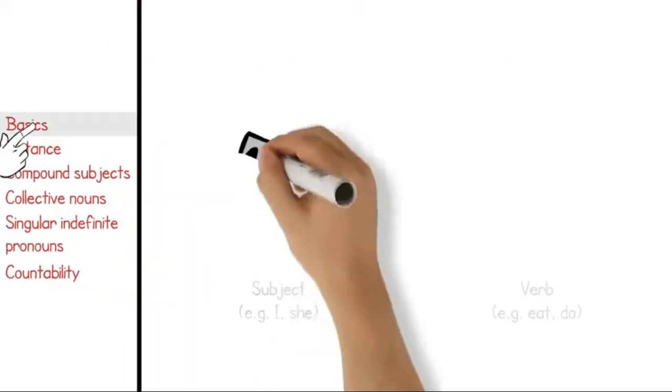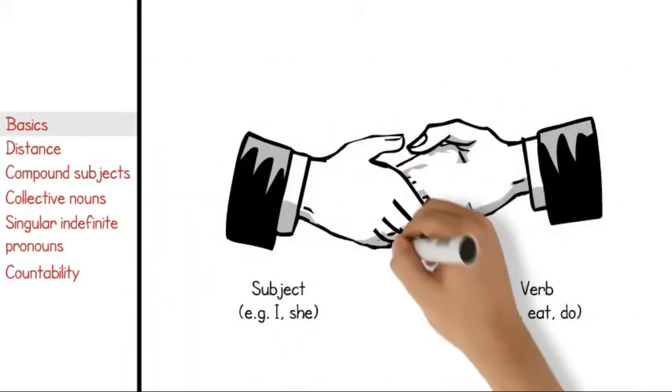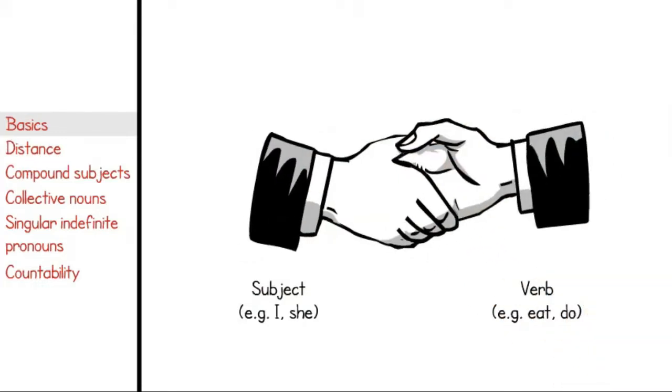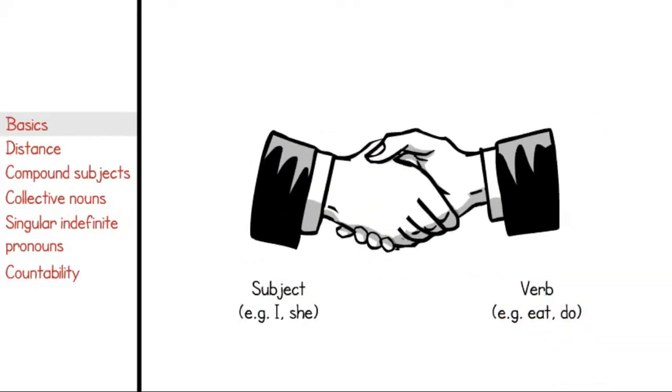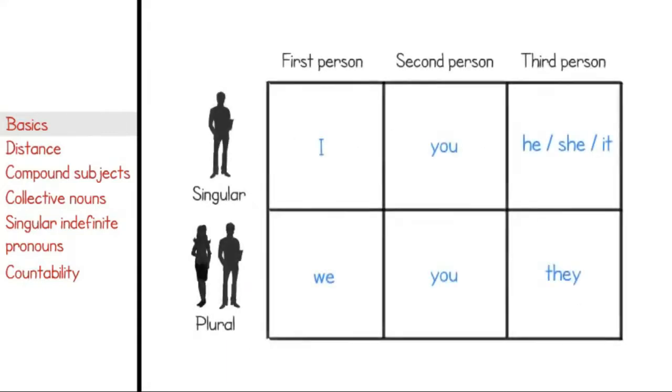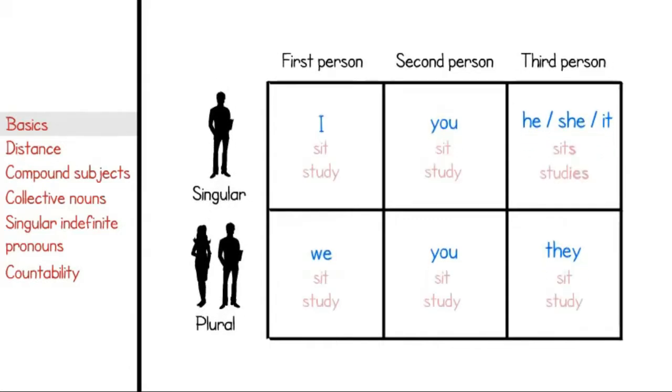Subject-verb agreement means that the subject of a sentence, such as I or she, agrees with the main verb of the sentence. The basic principle is actually quite simple, as long as you can identify the subject. This table will remind you of first, second, and third person, as well as singular and plural. The table on the screen shows two examples of the simple present tense. Notice how the base form of the verb changes for the third person singular he, she, or it.